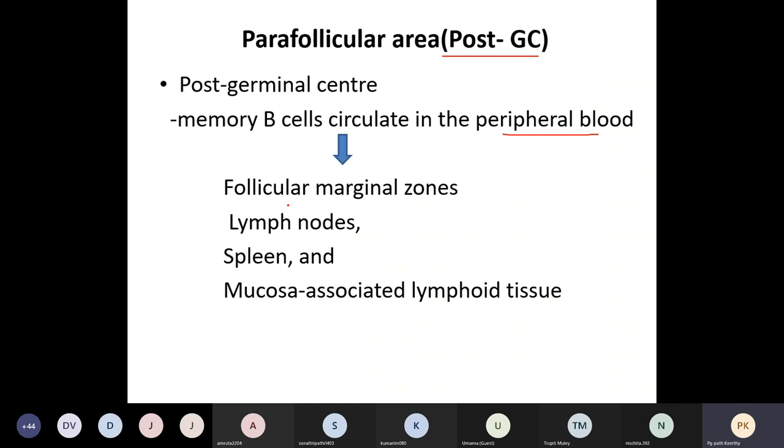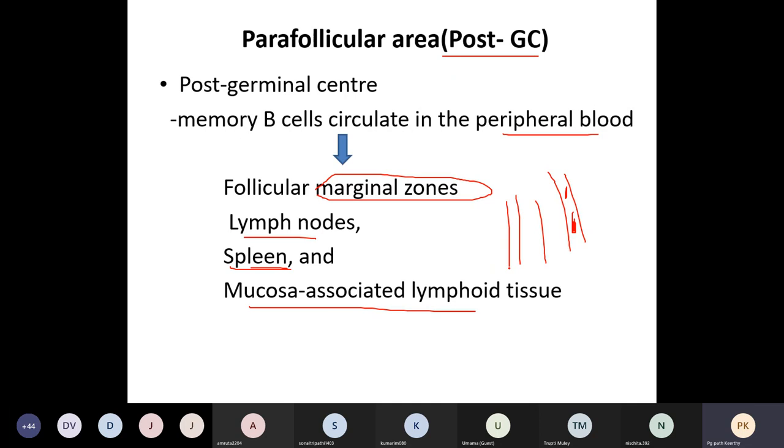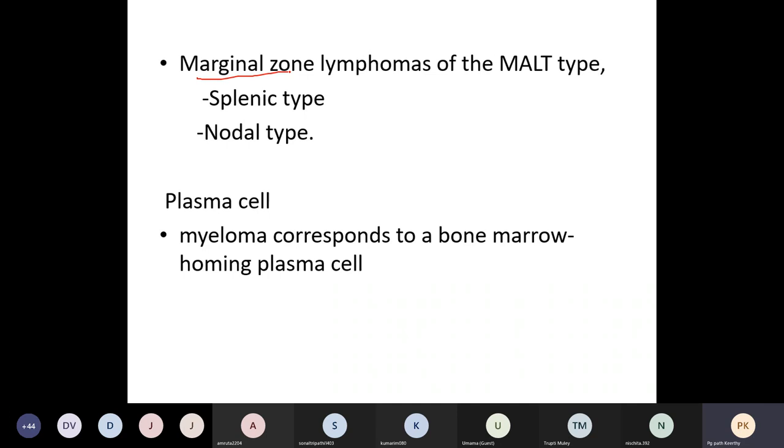So in the lymph node, where are they present? In your marginal zone, and also in your spleen, and also in your MALT. That means the lining of your GIT will have aggregates of lymphoid tissue, no? That is called MALT, mucosa-associated lymphoid tissue. Even in your respiratory tract, in the mucosa, you will have these lymphoid aggregates. So any mutation in your marginal zone B cells will cause marginal zone lymphomas.